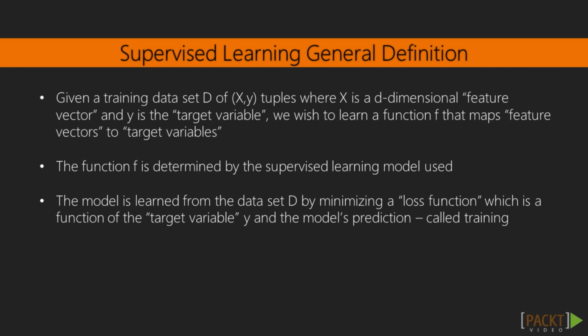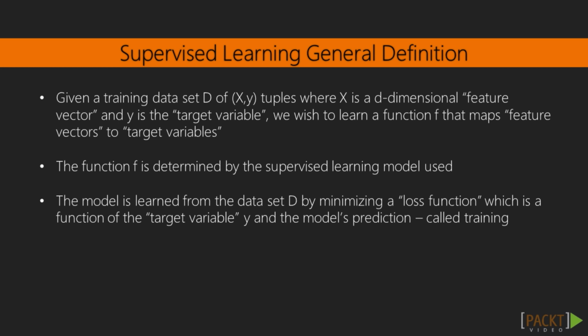Given a dataset D of (x, y) tuples, where x is a vector of length n, which we call a feature vector, and y is a scalar-valued target variable, supervised learning is the problem of finding a function f that optimally maps feature vectors to target variables. The particular function f is determined by the particular supervised learning model being used. For example, linear regression, decision trees, or SVMs will each have their own definitions for what f is.